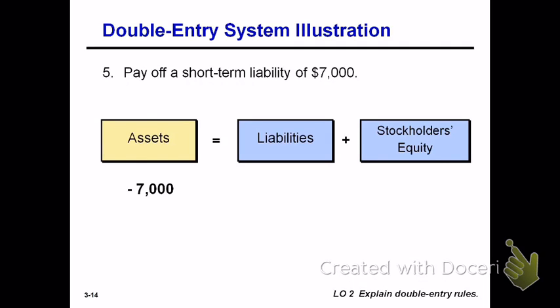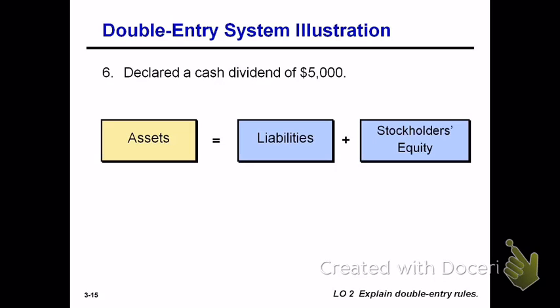Pay off a short-term liability, so the cash is going to go down, so it's a decrease to an asset. The liabilities are going to go down because we're paying them off. So we had a balance of $7,000, now we have a balance of $0. And again, our assets normally have a debit, so a subtraction would be a credit. Our liabilities normally have a credit, so a subtraction would be a debit.